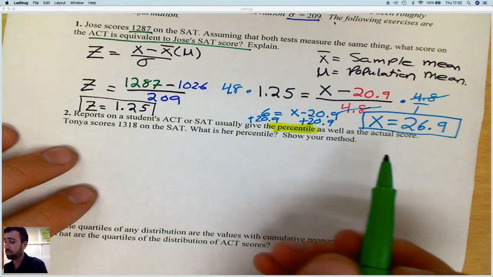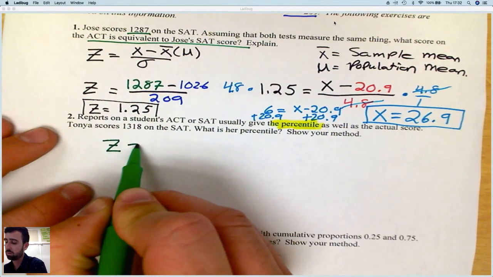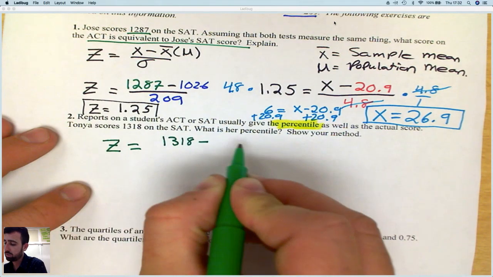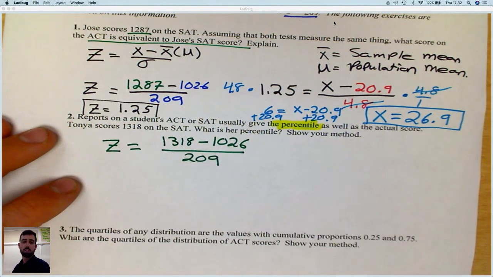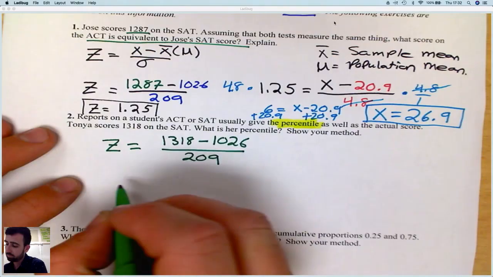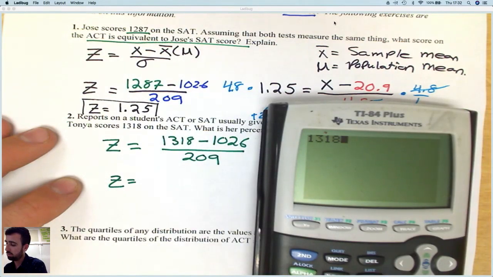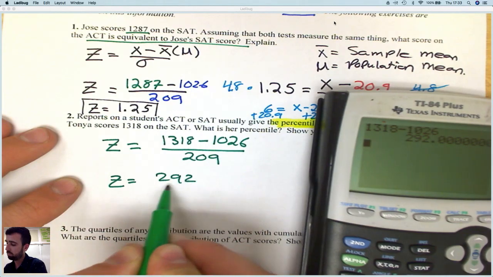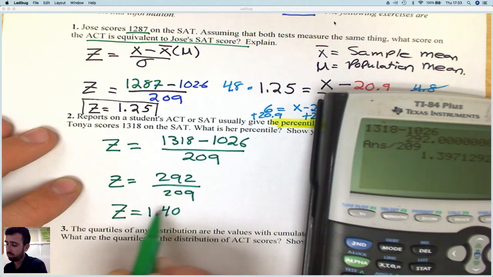So we want to find our z-score. We're going to do the same thing. Z equals x bar minus the average divided by the standard deviation. So we're going to do 1318 minus 1026 and get 292. Divide that by 209, and we get a z-score of 1.40. I'm going to round it.